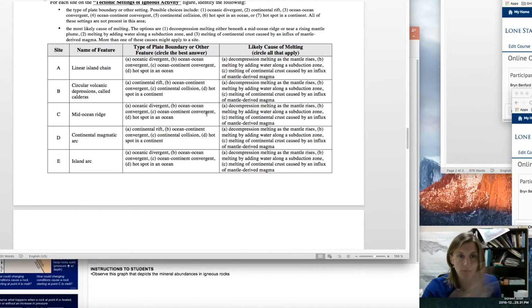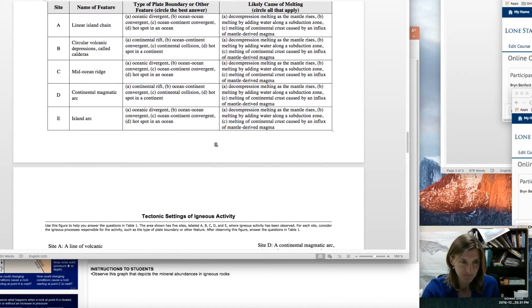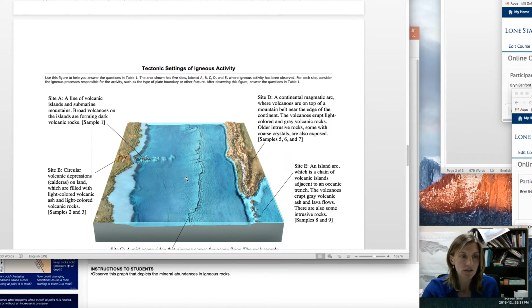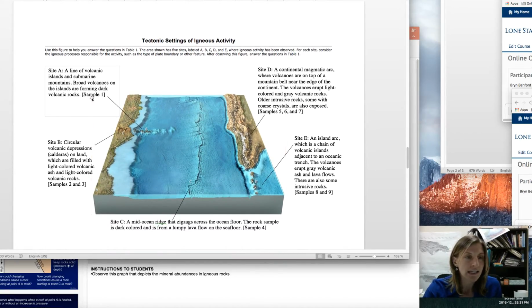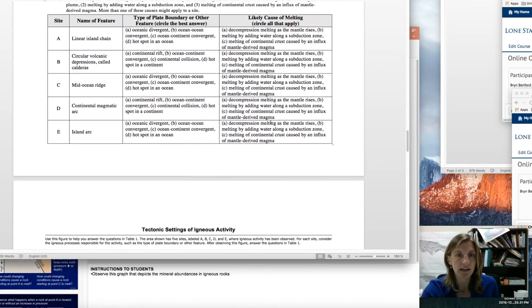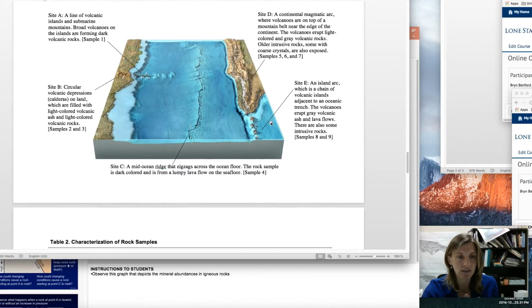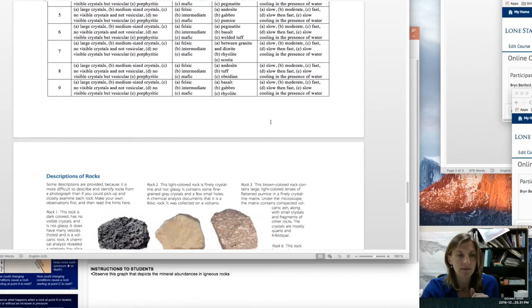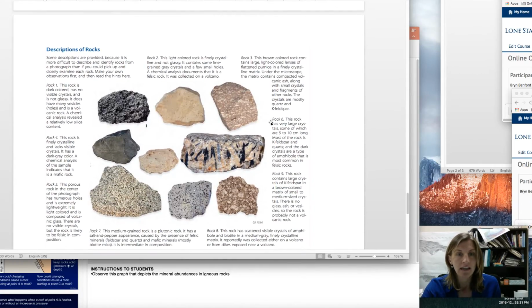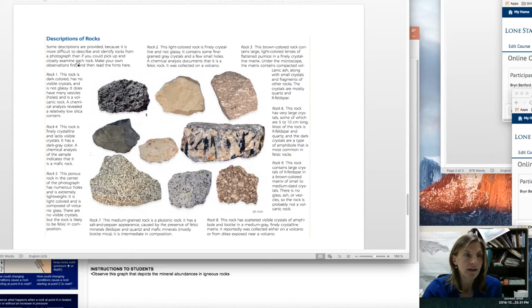And so I put this here so that you could answer on here if you wanted, but you do need to submit it on D2L, and I'll show you what that looks like. So what you'll also notice in these descriptions of the areas is that you have samples that relate to them, okay? So once you fill out this first chart on D2L, then you're going to start looking at some actual rocks, okay? And these rocks have descriptions with them as well, which might really help you trying to identify them.